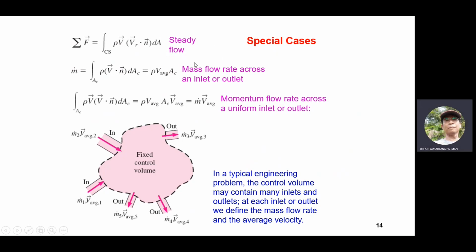And if the mass flow rate across an inlet or outlet is noted by m dot, it means m dot equals the integration of rho V_n dA_c, which is equal to rho V average multiplied with A_c. And this expression, the mass flow rate multiplied with the average velocity of the fluid, becomes the momentum flow rate across a uniform inlet or outlet.